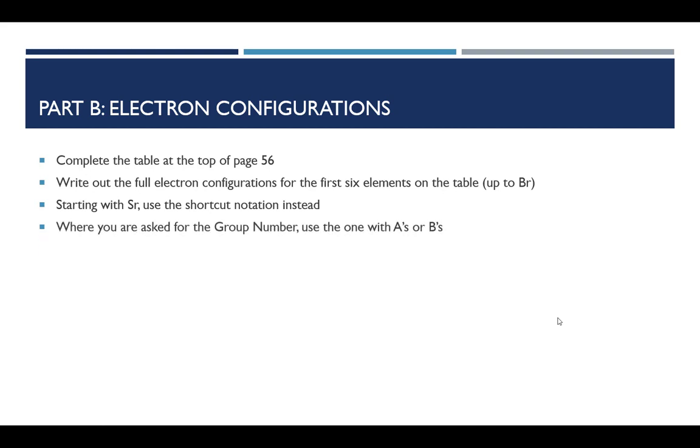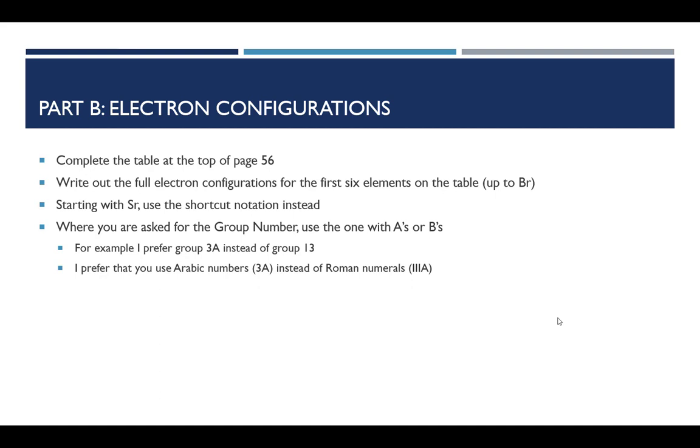Wherever you're asked for a group number, always answer with the group number with A's or B's. Don't use the group numbers that are 1 to 18, etc. So for example, group 13, call it group 3A instead. And I would rather that you use Arabic numerals, so 3A, instead of Roman numerals like you see written there.